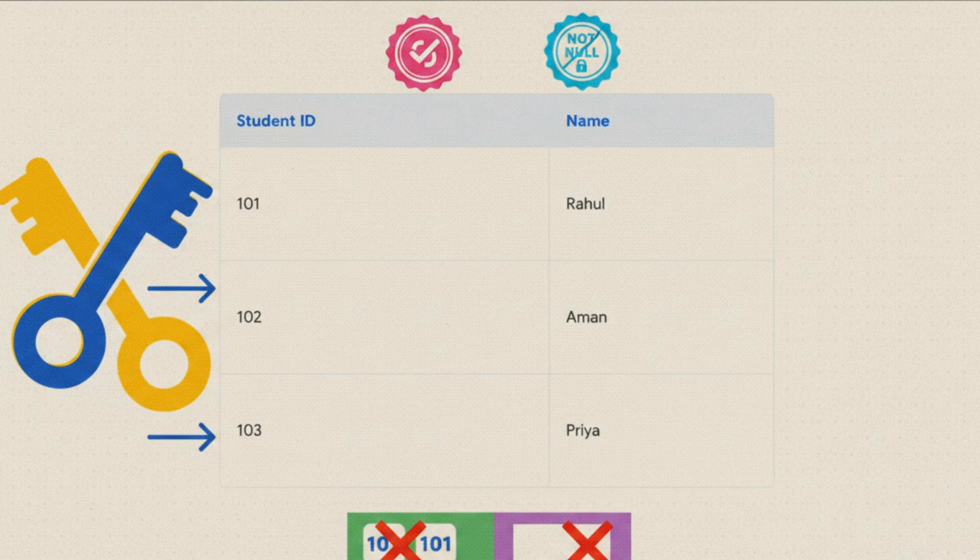First, absolutely no duplicates. Two students cannot be 101. Second, it cannot be null. Every single student has to have an ID, no exceptions.